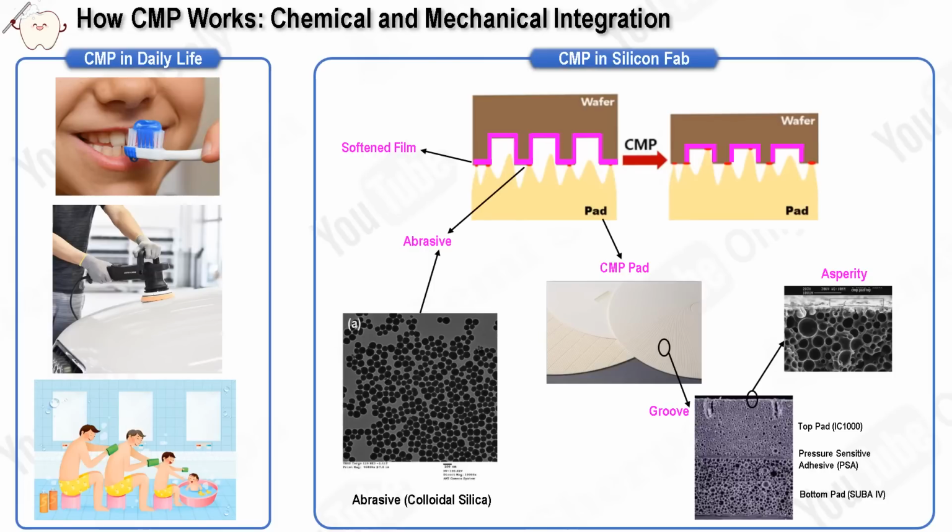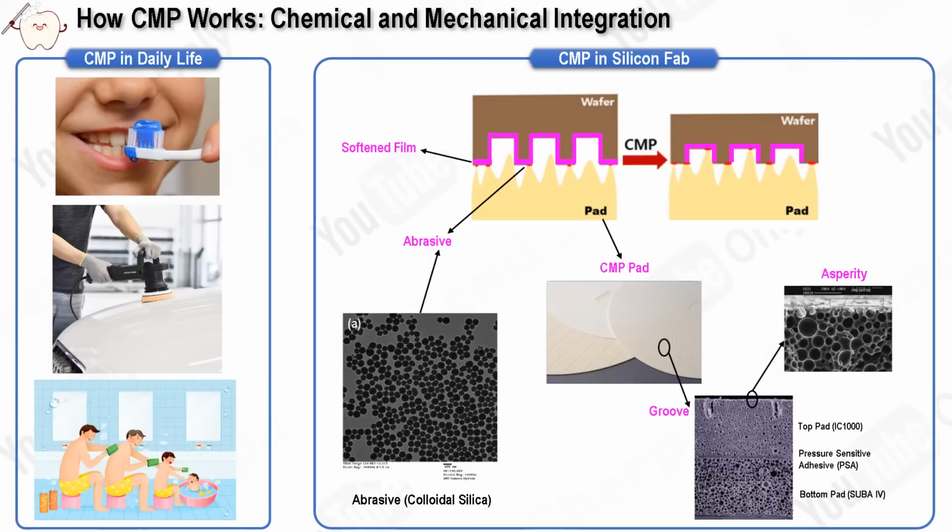The CMP pad is primarily composed of polyurethane, featuring internal pores and a rough surface texture known as asperity. The asperity on the pad plays a crucial role in the mechanical grinding of the wafer during the polishing process. Chemical softening is essential when removing various types of films. To illustrate this, let's consider the example of silicon oxide films.